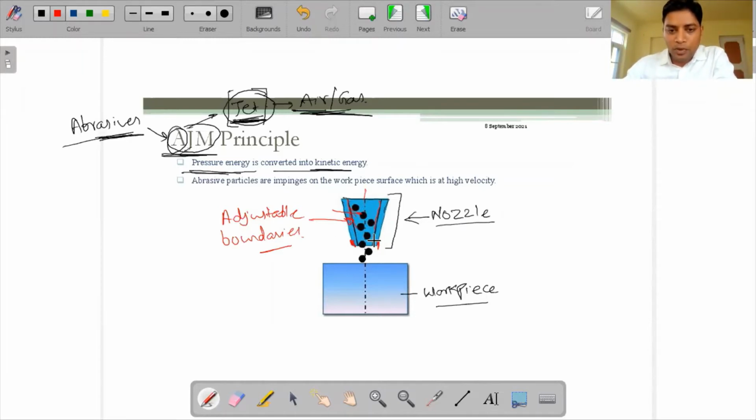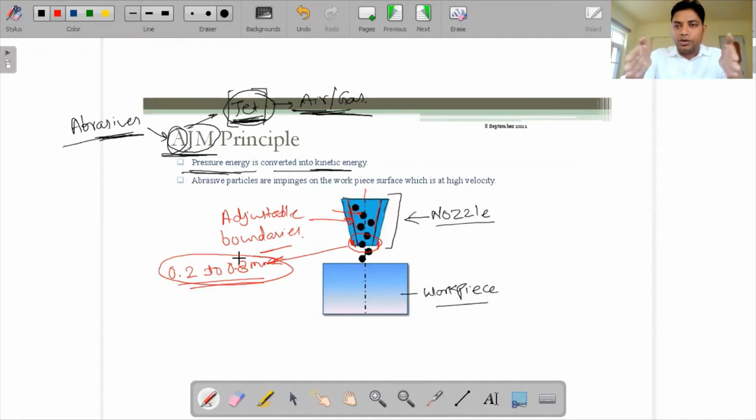The nozzle which we are using generally has a diameter in the range of 0.2 to 0.8 mm, or 1 mm. In some books it is 0.2 to 0.8 mm, and in others up to 1 mm. That is no big issue, but it should be adjustable. We adjust it using these adjustable boundaries. If we have to reduce the diameter, we move them towards the center line. If we want to increase the diameter, we move them towards the nozzle exit boundaries.